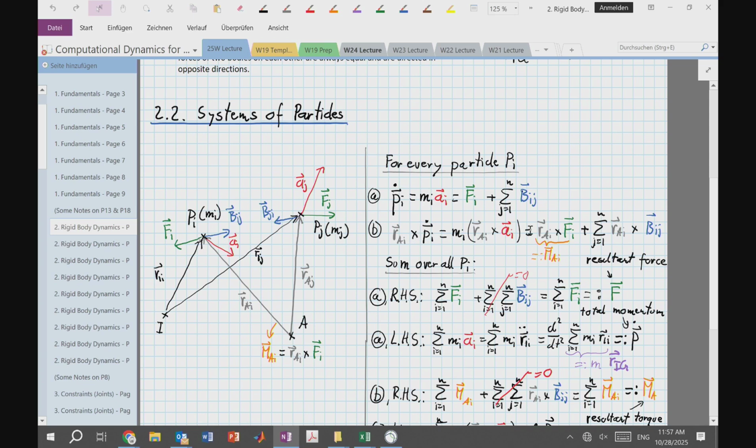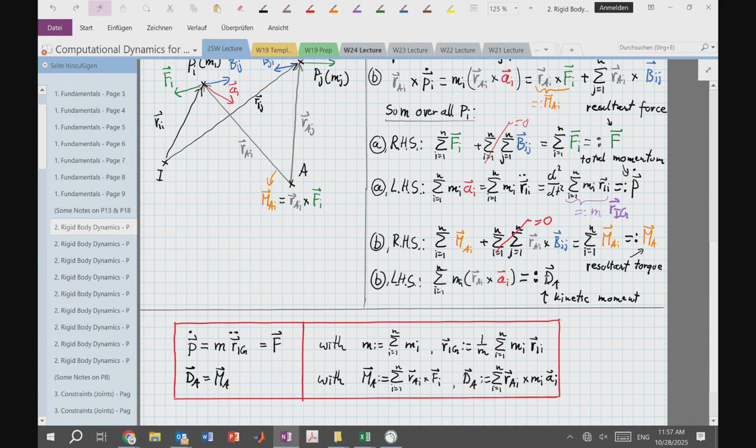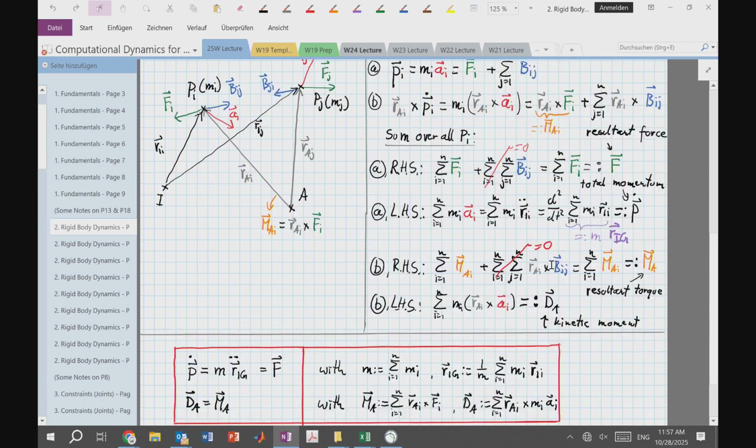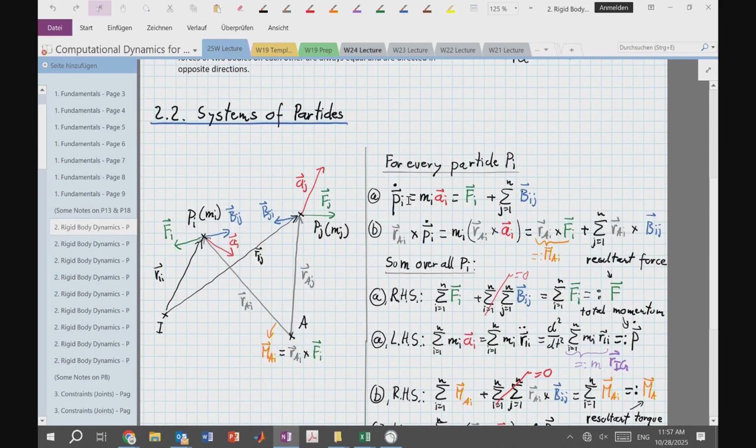And then we also summed over all of them, right? And if I have two equations and then I sum over all these equations, of course, the sum on the left and the sum on the right should be equal. And to make this look fancy, we ultimately introduced a bunch of abbreviations where the sum of all moments, or sum of all torques, we call ma. This sum we call dA, the kinetic moment. This sum here we call the vector to the center of gravity. And the sum of all these guys here we call overall P. And the sum of this we call F.